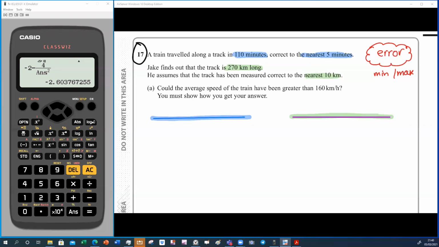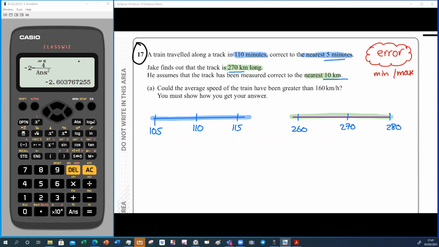The train travels along the track in 110 minutes, so let's put the 110 in the middle. It is measured correct to the nearest 5 minutes. So what will be the next measurement and the previous measurement? 115 and 105. Beautiful answers. Now the green bit. Put 270 in the middle, measured correct to the nearest 10 kilometers. What will be the one ahead and the one behind? 280 and 260.